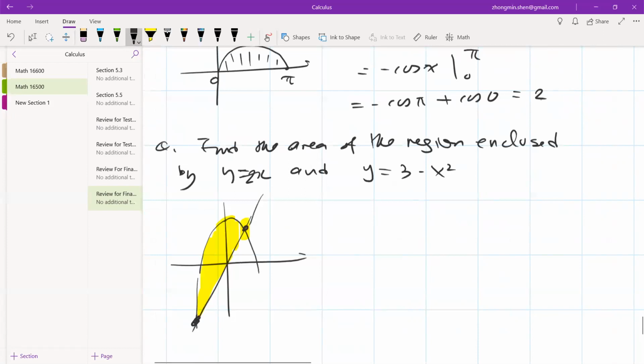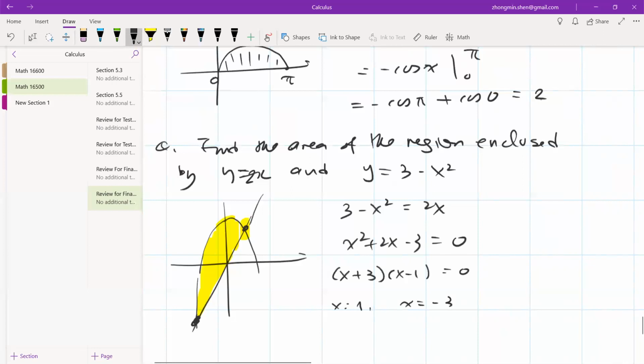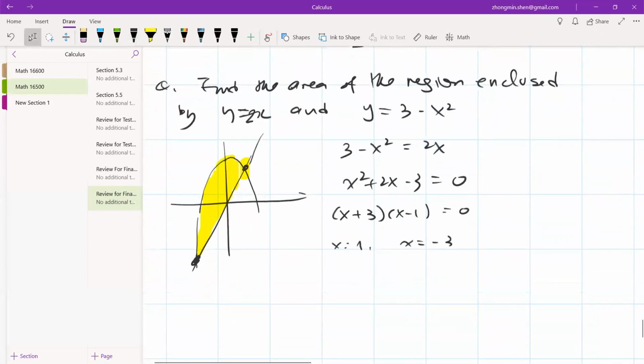Those 2 intersection points. How do you find them? 3 minus x squared equals 2x. So x squared plus 2x minus 3 equals 0. And if you factor, x plus 3 and x minus 1. So that's why I was trying to make a nice problem, you know, x equals 1, x equals -3. Okay, so you will get -3 and the 1, and then when x goes to -3 you get -6. So you get a picture like that.